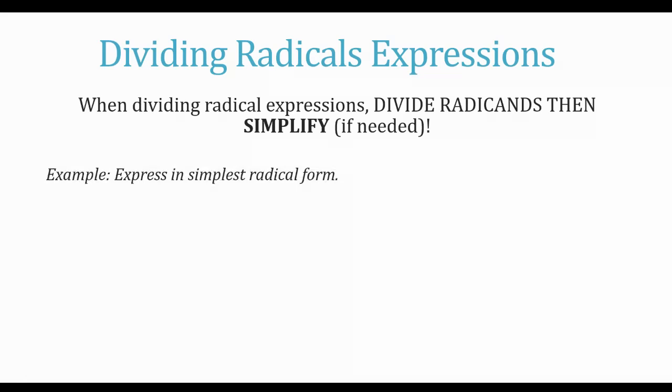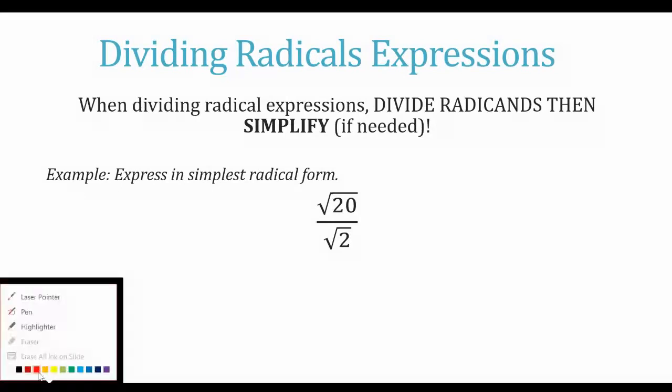Express in simplest radical form. And we have radical 20 divided by radical 2. So the first thing we want to do is divide these radicands. Divide 20 and 2. So I'm going to just circle those in red.